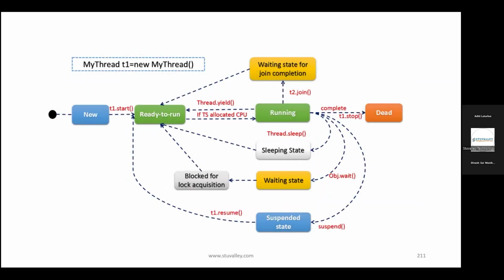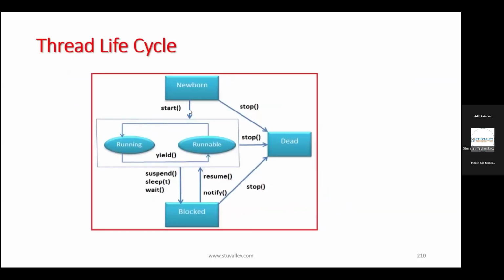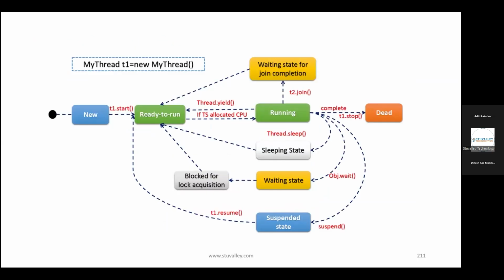So in the last session, we started multi-threading. Introduction to multi-threading. We have seen the life cycle of a thread with different methods. There are different thread life cycle stages: newborn stage, running stage, runnable state, then blocked state, dead state. We have already seen all these things in the last session.